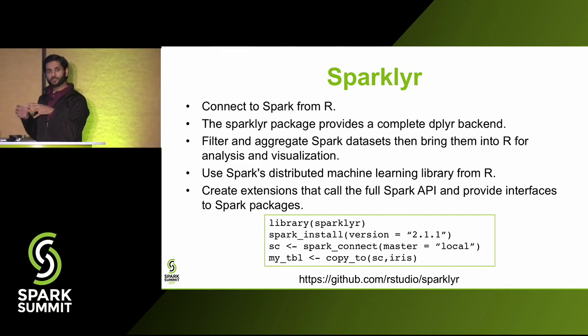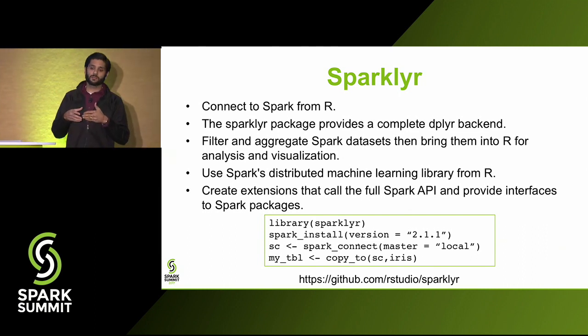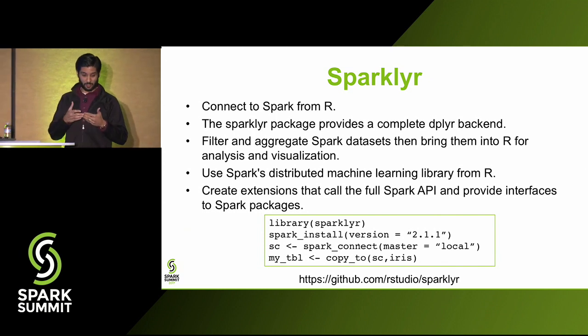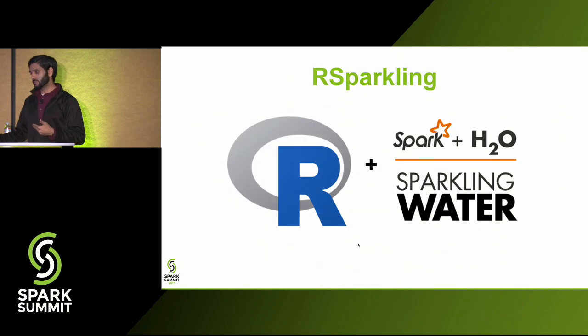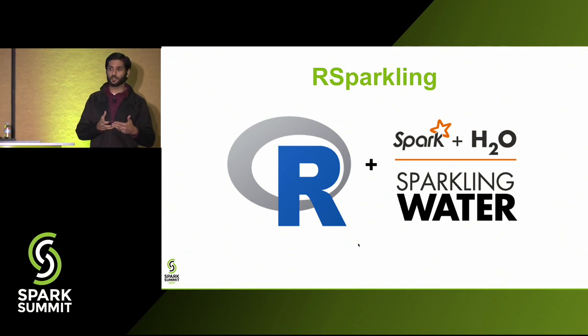This ties closely to what I was showing with Sparkling Water. Sparkling Water runs H2O in your Spark cluster. What sparklyr does is allow Spark to run in your R environment, and this will lead into rsparkling. What rsparkling does is tie together with sparklyr and allow H2O to run in your Spark cluster that is running behind R.